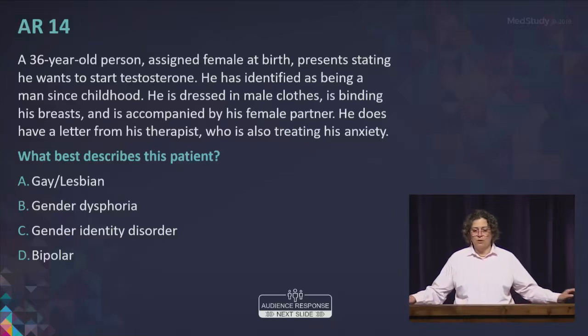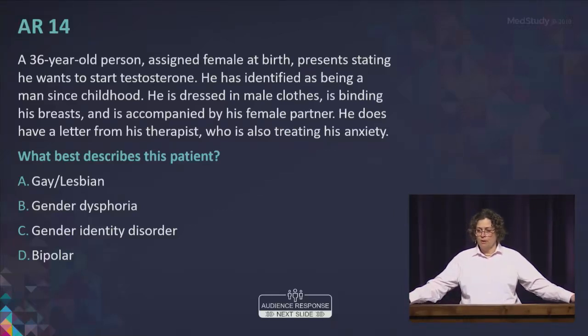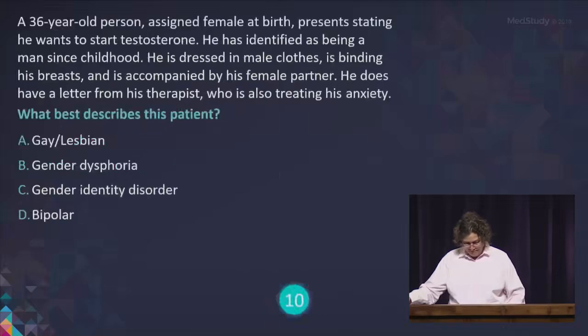Okay, next question. A 36-year-old person assigned female at birth presents stating he wants to start testosterone. He has identified as being a man since childhood. He is dressed in male clothes, he is binding his breasts, and he's accompanied by his female partner. He does have a letter from his therapist who is also treating his anxiety. What best describes this patient? Gay, gender dysphoria, gender identity disorder, or bipolar?